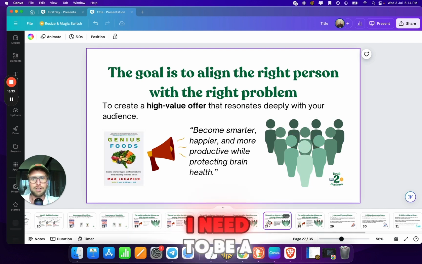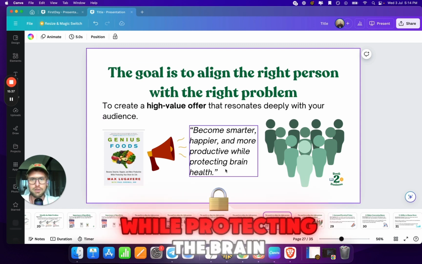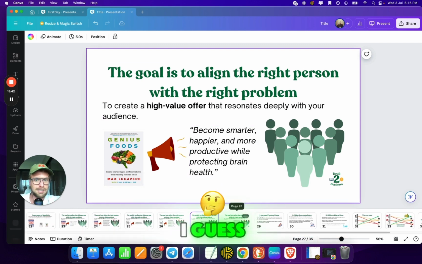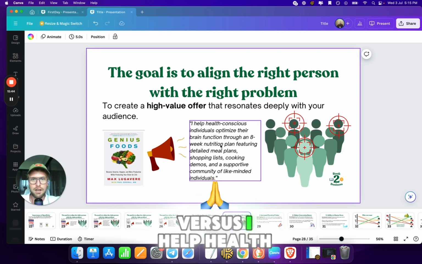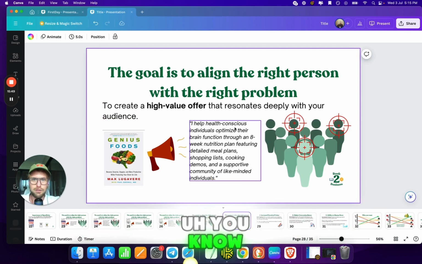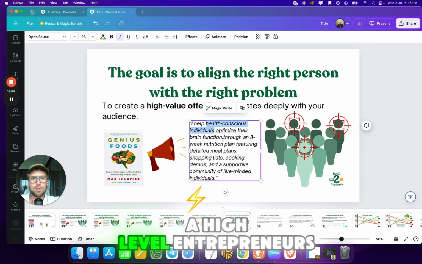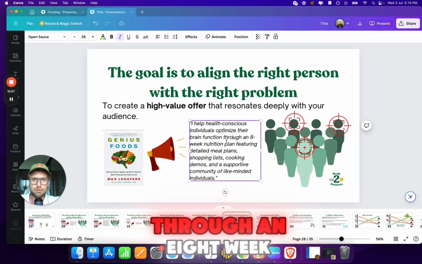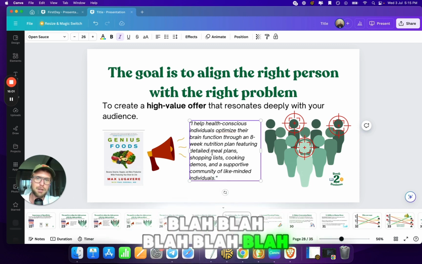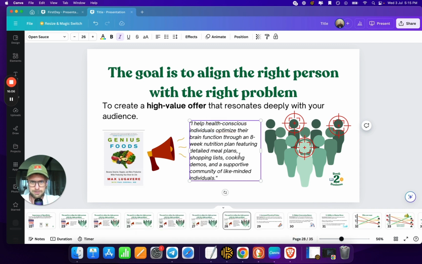This is the community I need to be a part of. I hear "become smarter, happier, and more productive while protecting the brain." I'm like, okay, I guess. Versus "I help health-conscious individuals optimize their brain function." Health-conscious individuals, that's still pretty generic. It could be high-level entrepreneurs. "Optimize their brain function through an 8-week nutrition plan featuring detailed meal plans," and so on. Here's the path, here's the person, here's the problem, right?